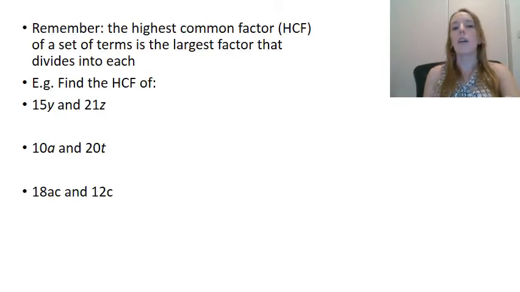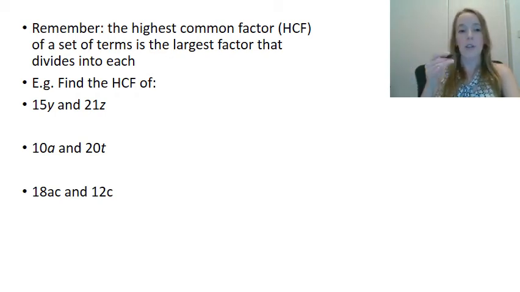Just a bit of a memory jogger back to when we did highest common factor. That's a previous video, I think it was called number properties, if you want to check that one out as well. Remember, the highest common factor is the largest factor that divides into each of the given numbers.